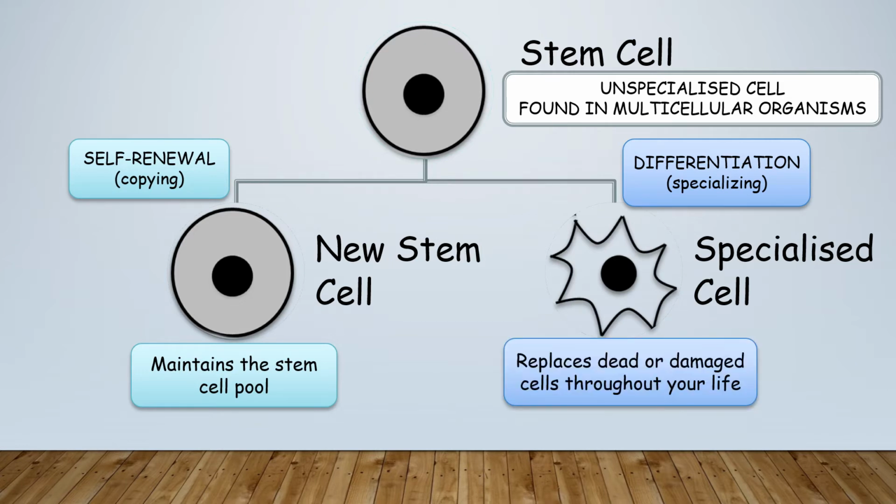That then goes on to replace dead or damaged cells throughout your life. So you and your body is probably only around about a year old in terms of brand new cells. Doesn't mean you're 1 year old, but the cells in your body are replaced on an annual basis at the very longest time. Some are replaced far more readily.